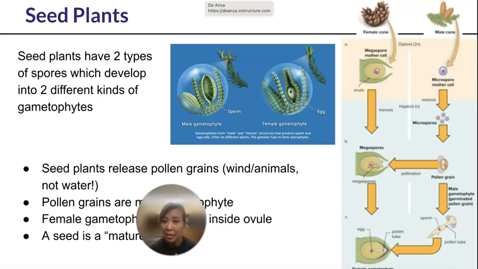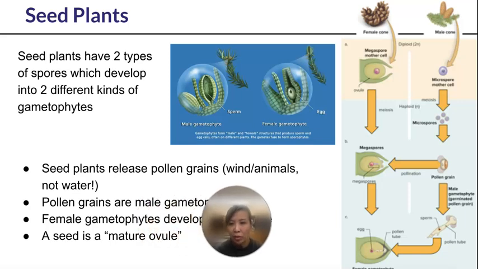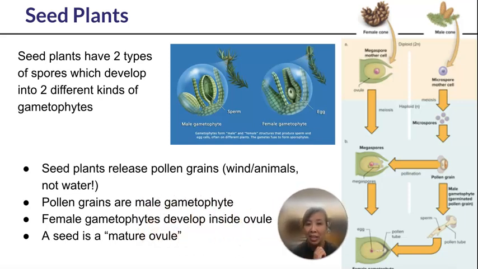Okay, so let's look some more at seed plants. We're going to break down the two lineages in a little bit. But first, I want to go over how seed plants can actually have two types of spore. They can develop into two types of gametophyte. So as you can envision, a plant can develop into a male gametophyte, and a plant can develop into a female gametophyte. So the plant will release pollen grain. This is released through wind. It could be released through animals brushing by, but it's not through water. We no longer rely on water.